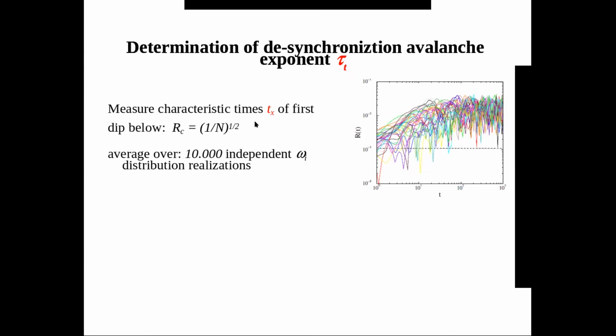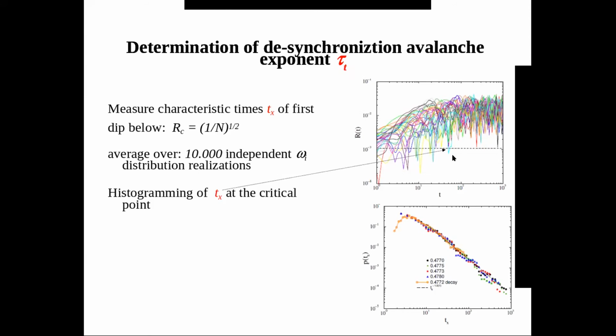Return going to this lower threshold, which I mentioned is the square root of 1 over n, is this dashed line. When the measurements hit or first cross the values, you can measure some characteristic times, like in statistical physics, and you do many realizations in the model. You can perform histograms, and you obtain these distributions of these return times. And now you can see some power law tails at the critical point with a tau t exponent 1.6, which could be obtained by fitting.